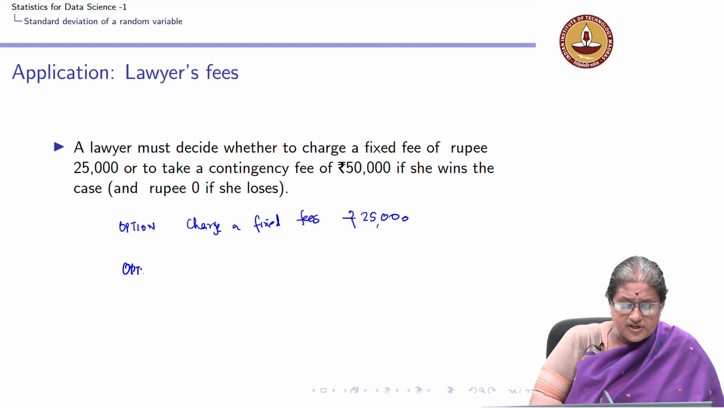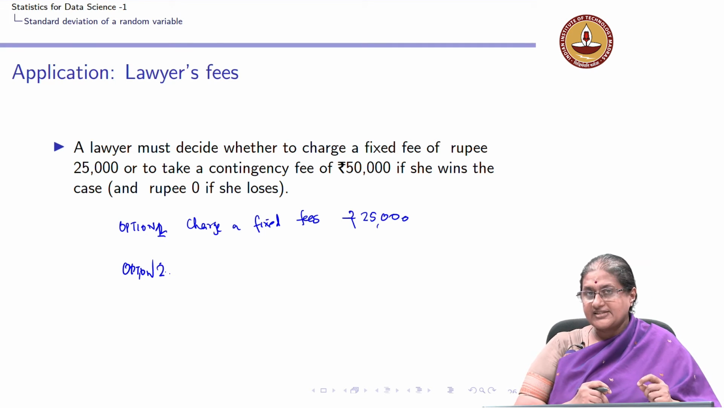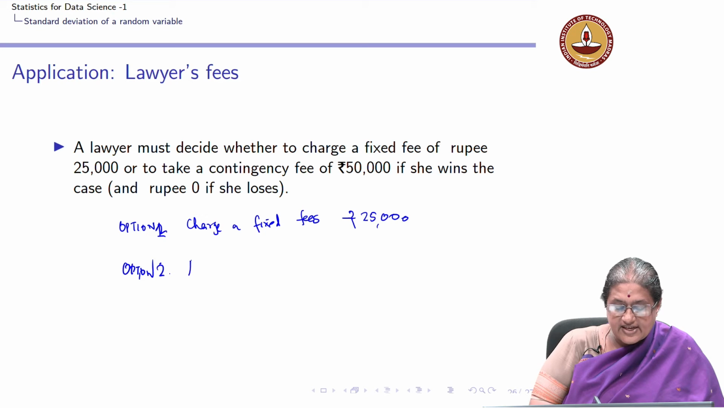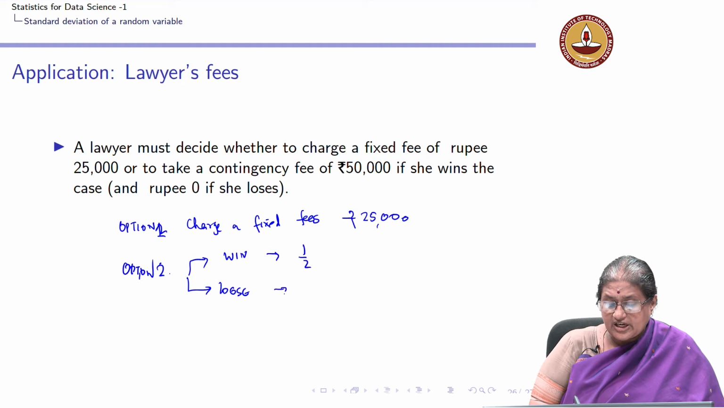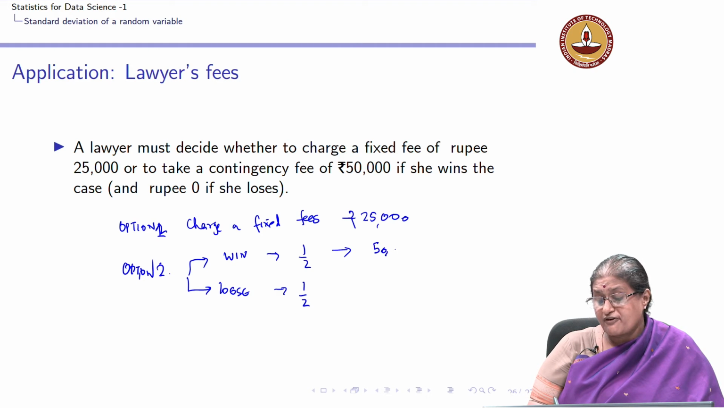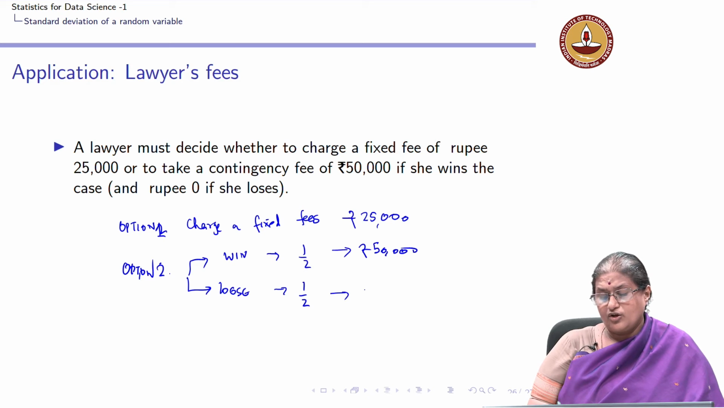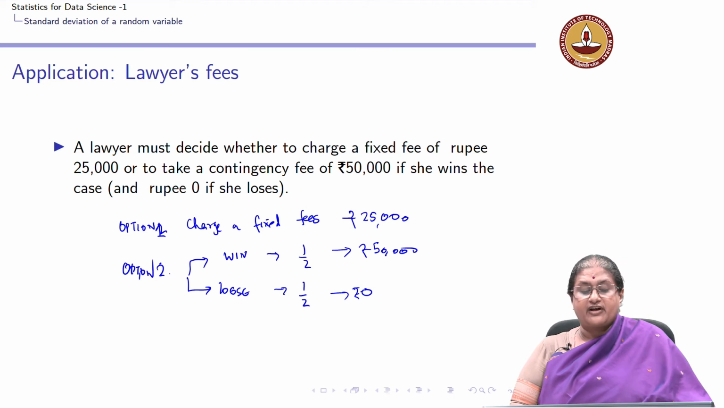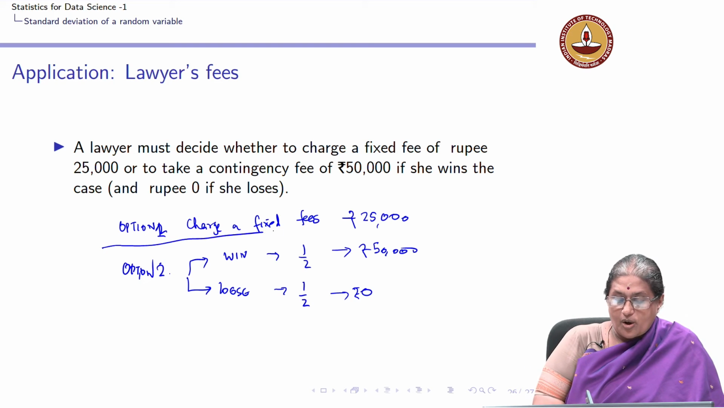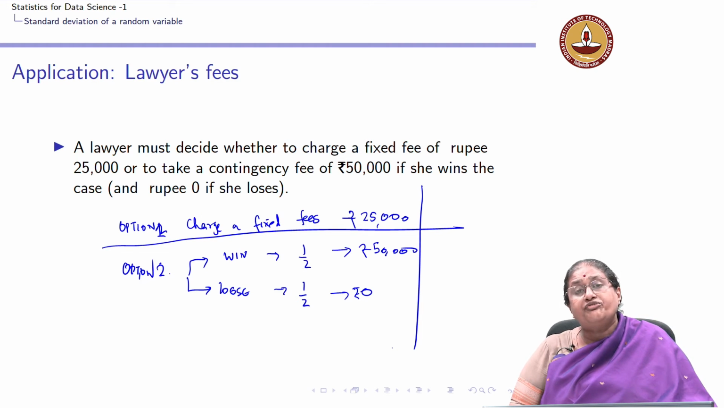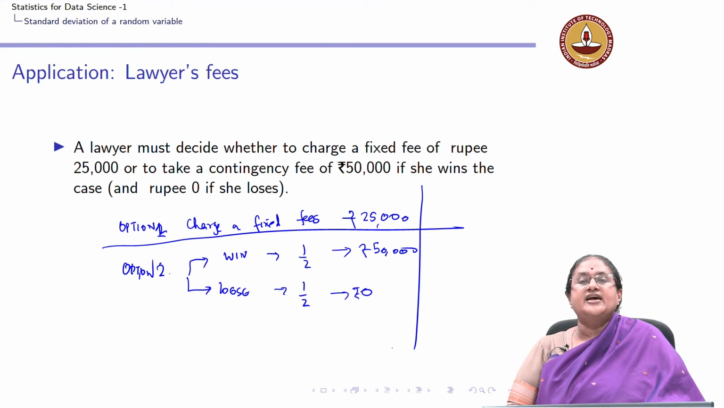This is option 1. The second option is I am going to gamble. So here I say that I can either win or lose. I assume I can win and lose with equal probability. I say that you pay me 50,000 if I win. You don't have to pay me anything if I lose. So the question is, is option 1 or option 2 favorable to me if I am a lawyer?